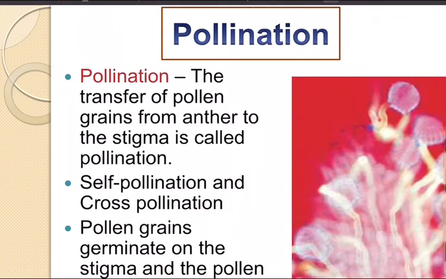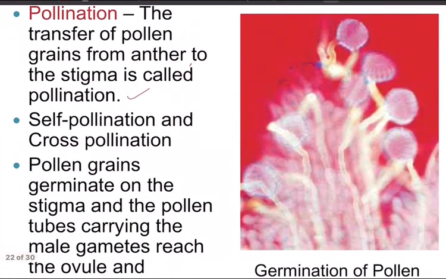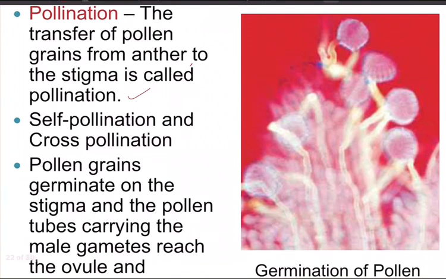So this is how it takes place, and the male gamete uses pollination. Pollination is the transfer of the male gamete to the female gamete through a medium. The medium can be water, air, an insect, or a human being himself. The transfer of pollen grains from anther to stigma is called pollination. There can be self-pollination and cross-pollination. Self-pollination is within the same flower, and cross-pollination is from one flower to another flower.